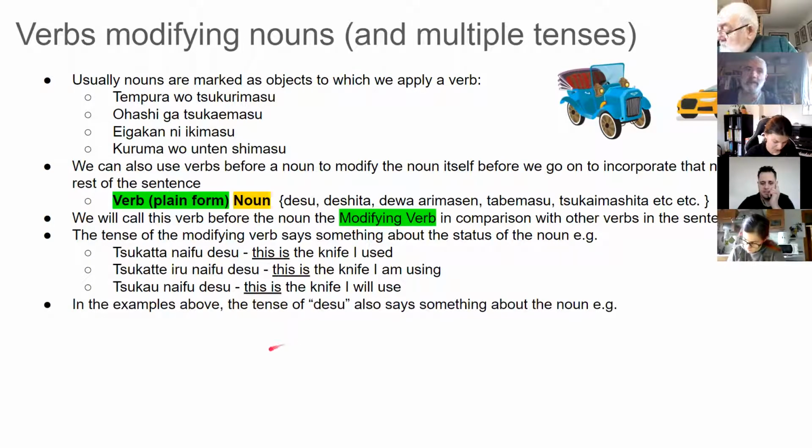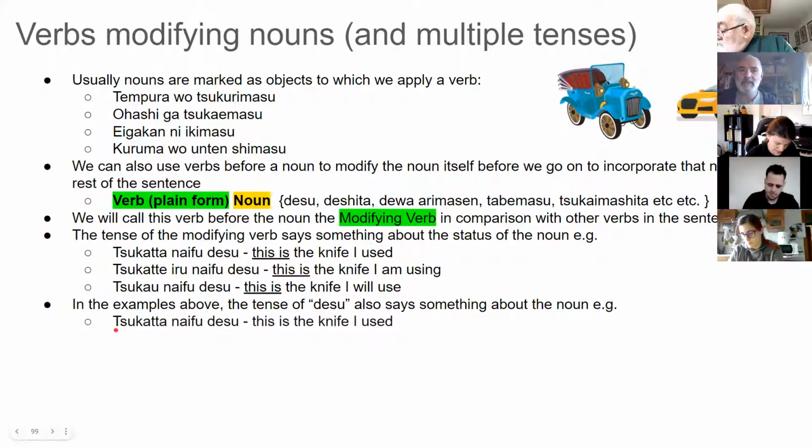Now, in these three examples above, the tense of desu also says something about the noun. Usually we won't come across this form, but it's worth remembering that tsukatta naifu desu means this is the knife that I used.